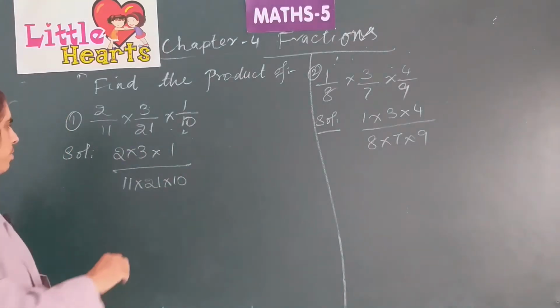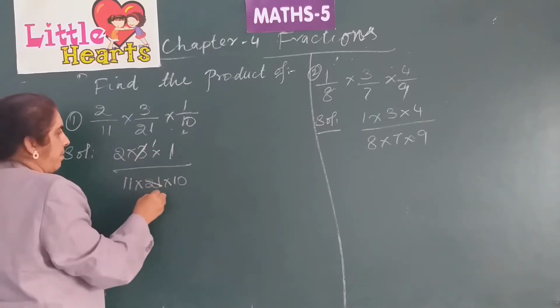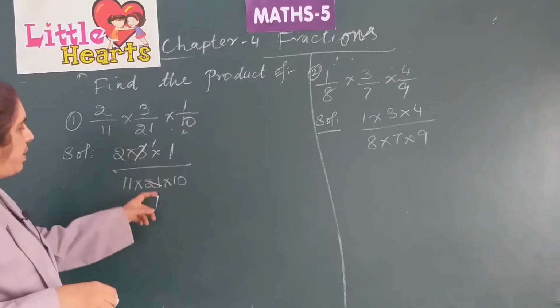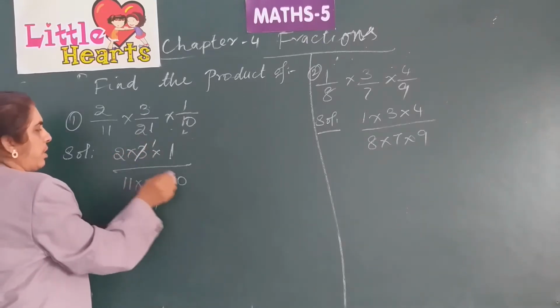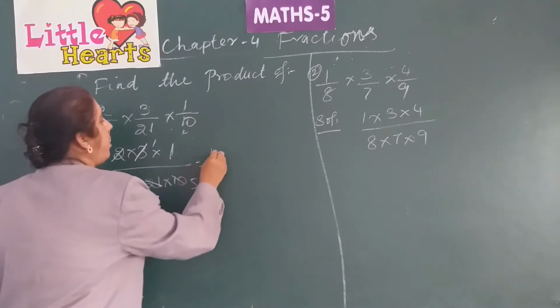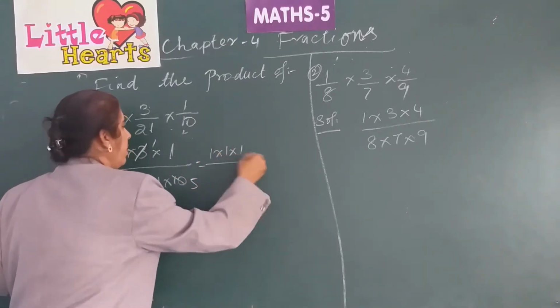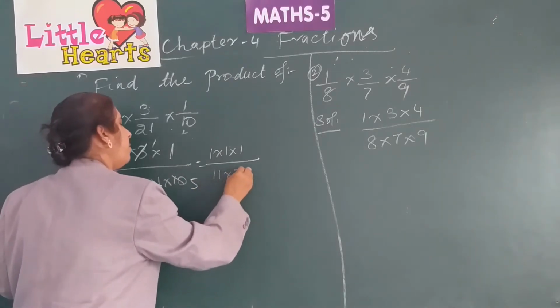Let us see now. 3 goes here 7 times. 3 sevens are 21. 3 and 21 get cancelled. 3 ones are 3, 3 sevens are 21. Now consider 2 and 10. 2 ones are 2, 2 fives are 10. 1 into 1 into 1 into 1 by 11 into 7 into 5.